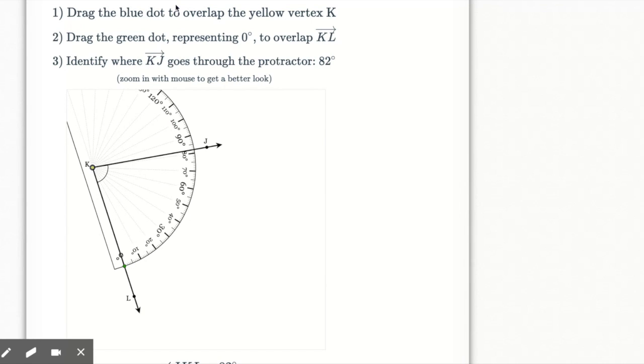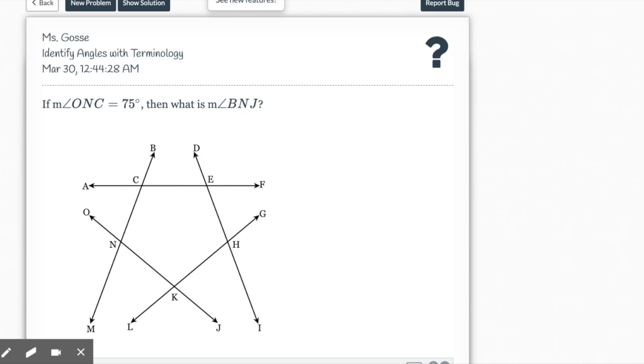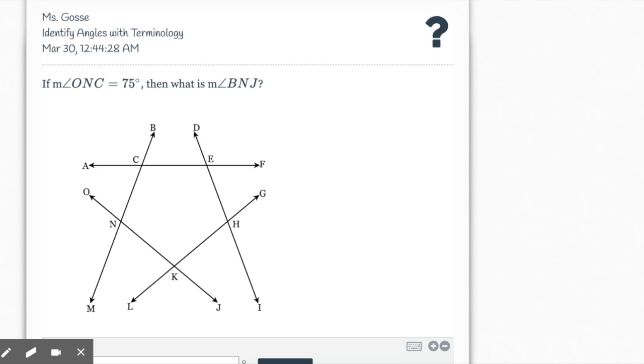Now, I'm going to go on to the next one. Okay, so here is the second type of problem that you guys are going to see. It's called identify angles with terminology. So it'll give you a statement like this one.